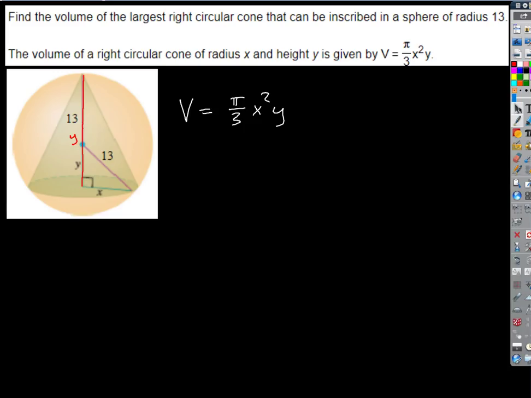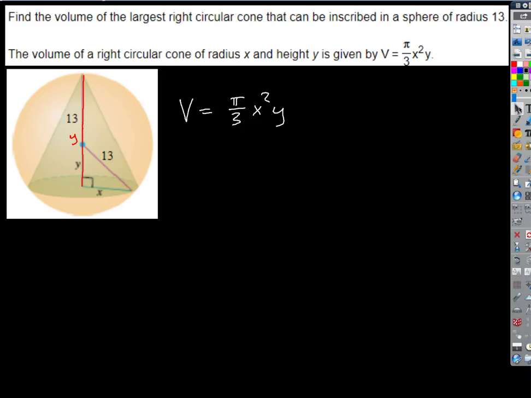Okay, so then we need an equation of constraint, don't we? What's the equation of constraint going to be? It has to involve the radius, 13. Without any constraint, the answer is easy: just make the sphere infinitely big, right? But it's not. It's 13. So what's the equation we can come up with that's going to relate x and y in 13?